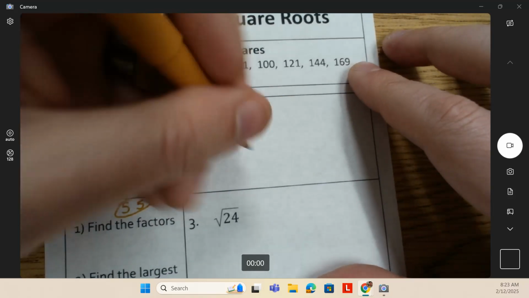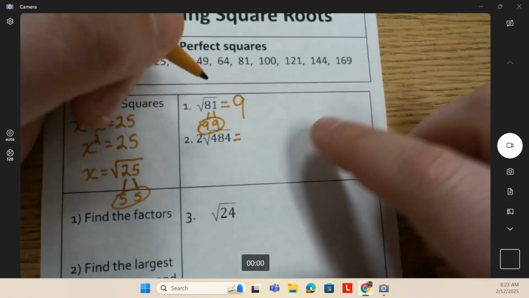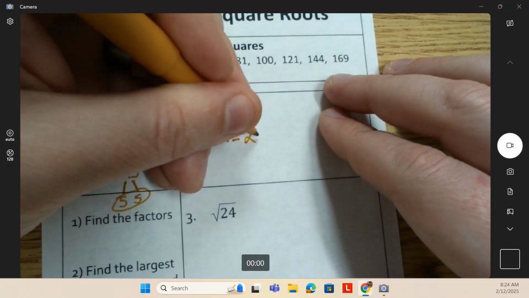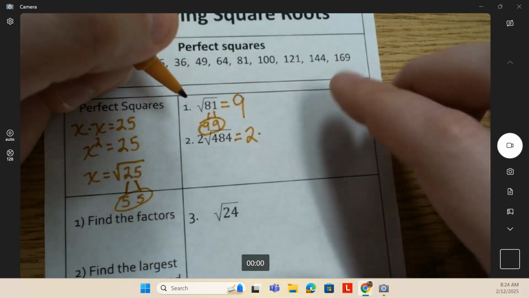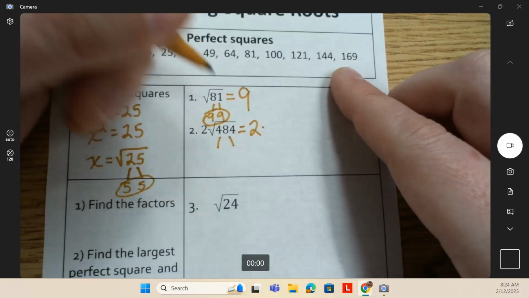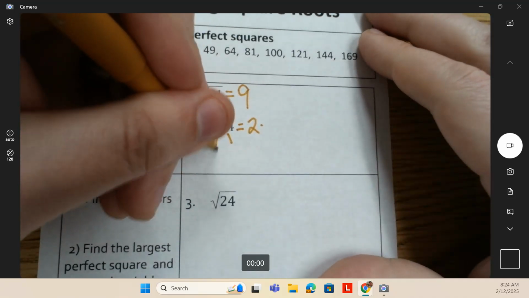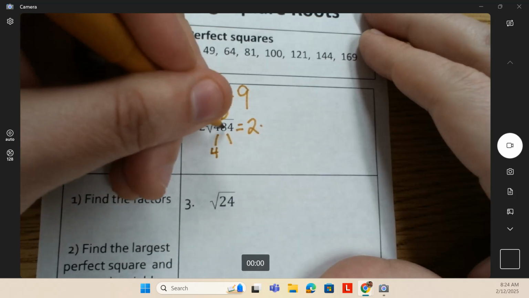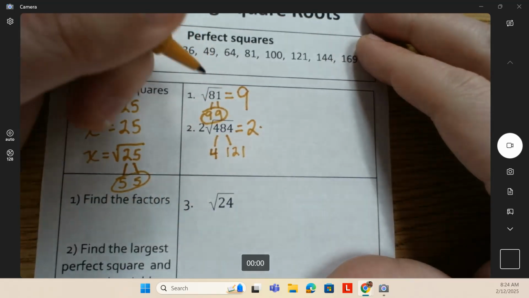Okay, when I look at number 2, now it's 2 times the square root of 484. So I'm going to start out just by putting a 2 here, just because whatever I get is going to be multiplied by 2. And then when I look at 484, there's a lot of things that I could look at to split it up by. You might only see that it divides by 2, or you might say, oh, that's a 4 and 8 and a 4, so that would divide by 4 to get 121. Either way works.